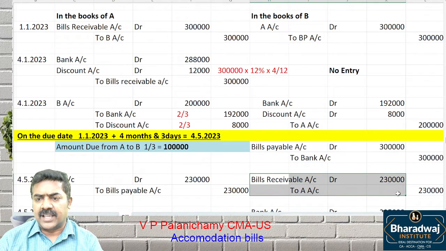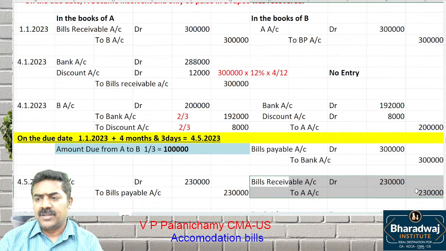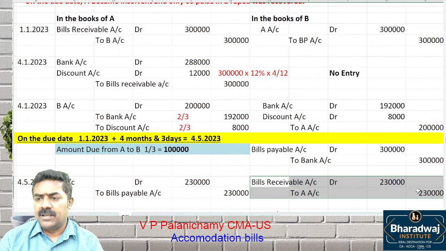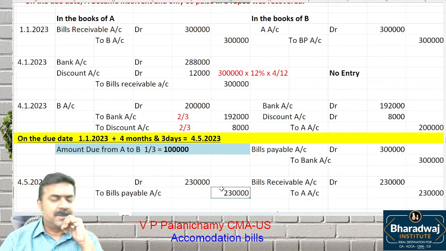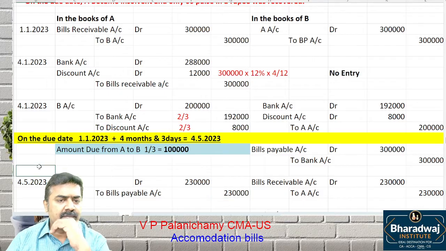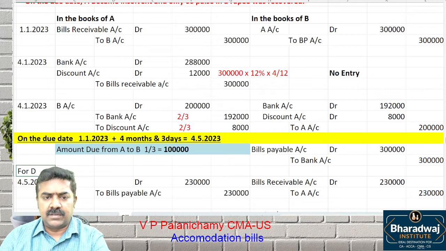Now the second bill is drawn by B on A. So B will pass the entry. Bills receivable account debit to A account. For us, it is bills payable, B account debit to bills payable. This is for drawing the second bill. Please copy this.